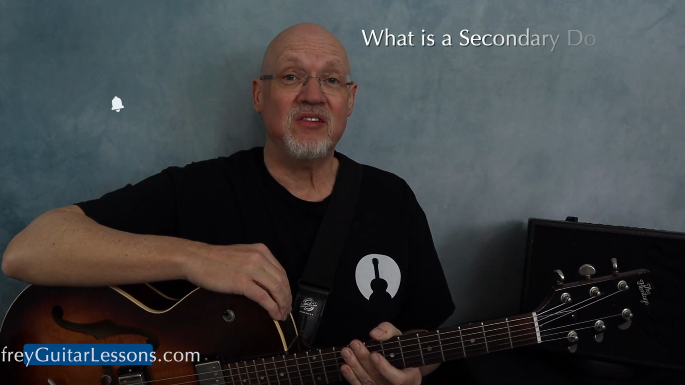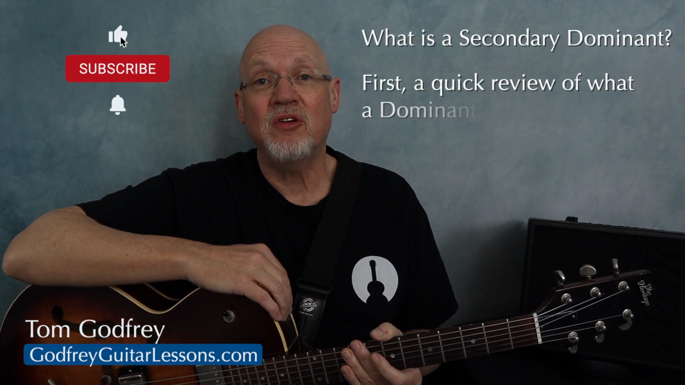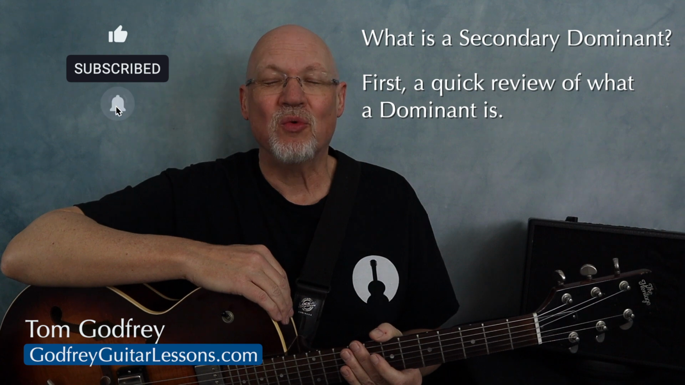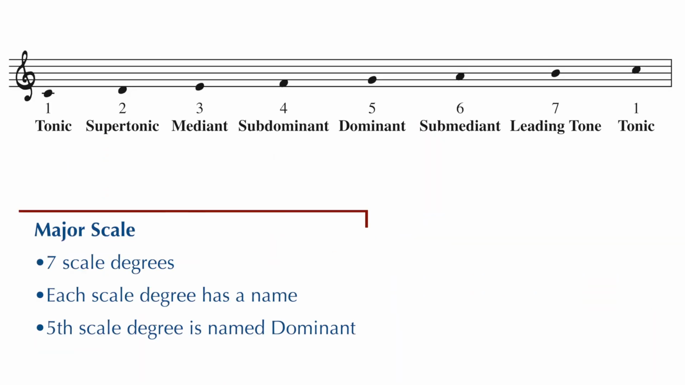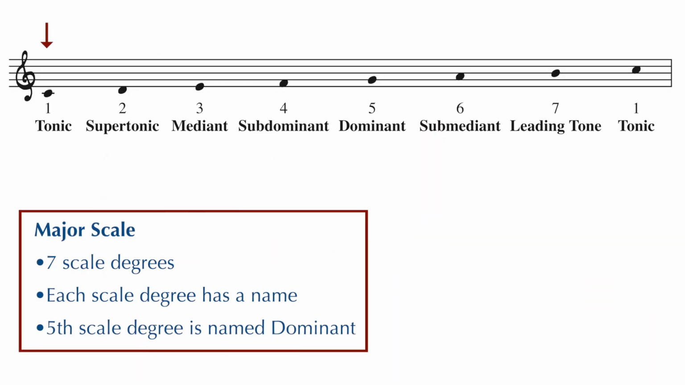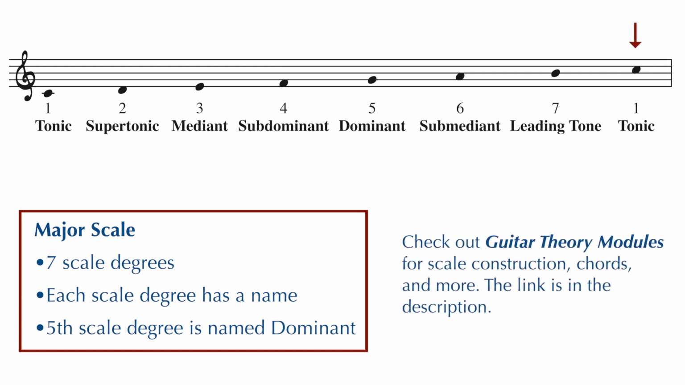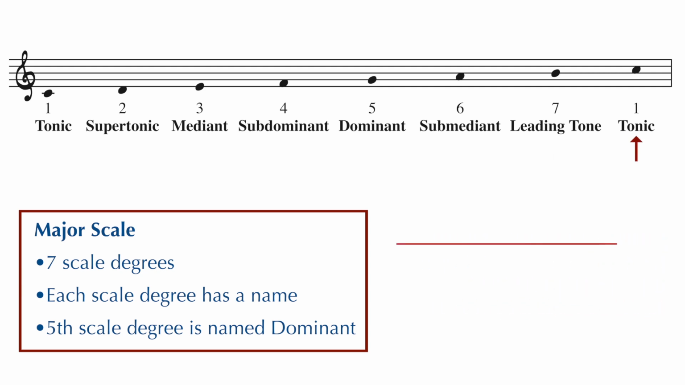To understand what a secondary dominant is, you first need to know what a dominant is. So we're going to go over that real quick. The scale degrees of a major scale are 1, 2, 3, 4, 5, 6, 7, and then 1 again at the octave. And these scale degrees have names: tonic, supertonic, mediant, subdominant, dominant, submediant, and leading tone, and then tonic when you're at the octave.